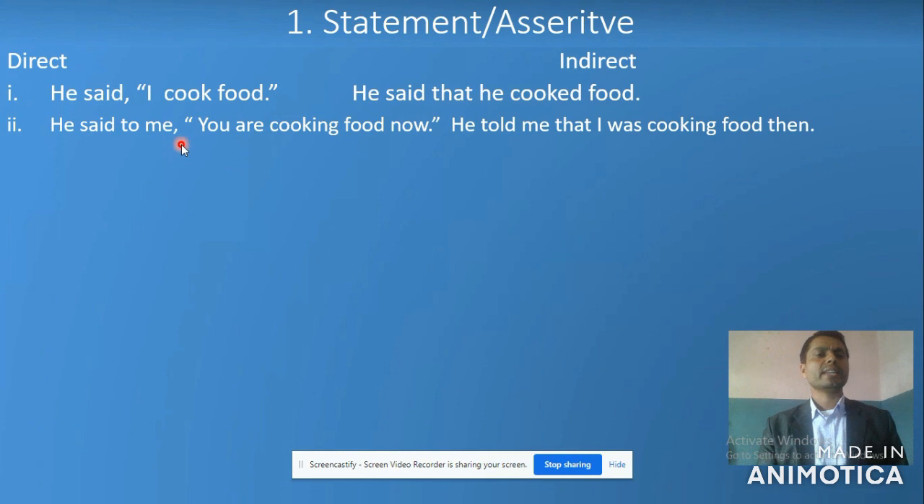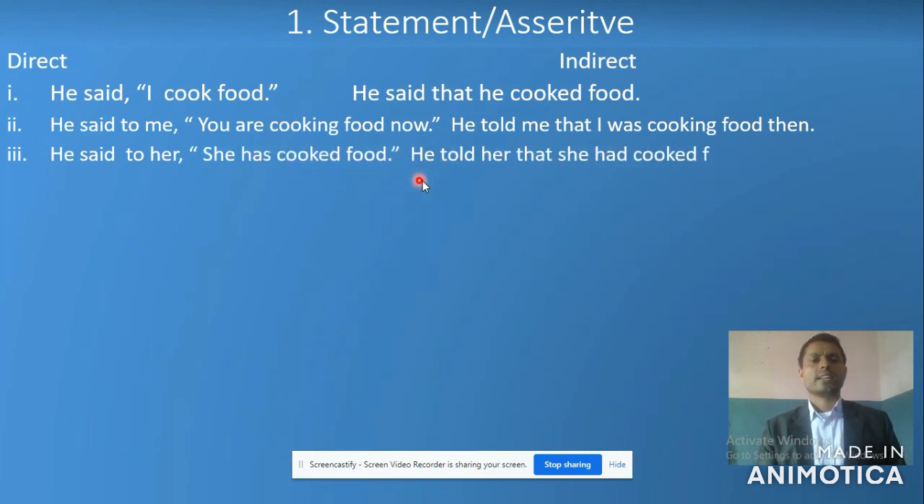He said to me, comma, "You are cooking food now." You are cooking food now is kept in inverted commas. In indirect: He told me that I was cooking food. Now let's look at the next one as well. He said to her, "She has cooked food." He told her that she had cooked food.